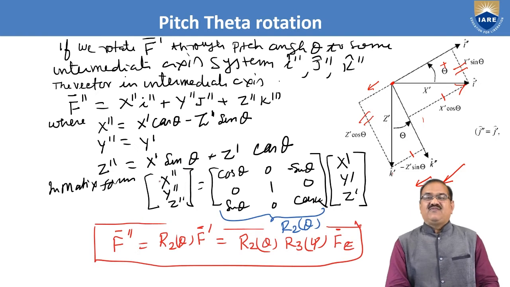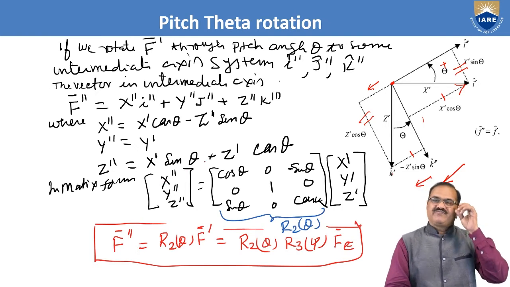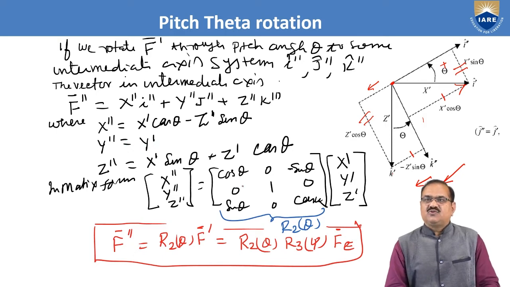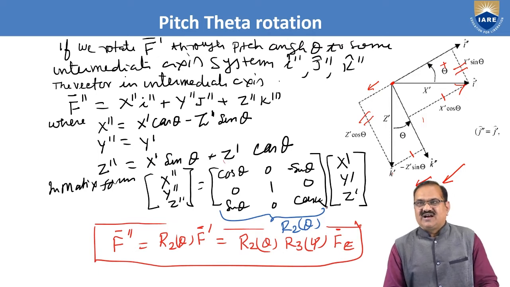So here if we again make it in the matrix form, X double prime, Y double prime and Z double prime is equal to, here you can see X is cos theta, Y is 0, and here is a minus sine theta. Here Y is equal to Y1, so 0, Y1 is equal to 1 and 0, and here you will get sine theta, 0 and cos theta. And here X prime, Y prime and Z prime.